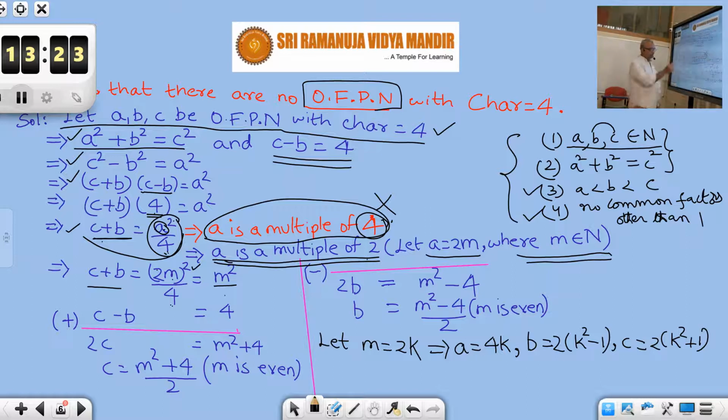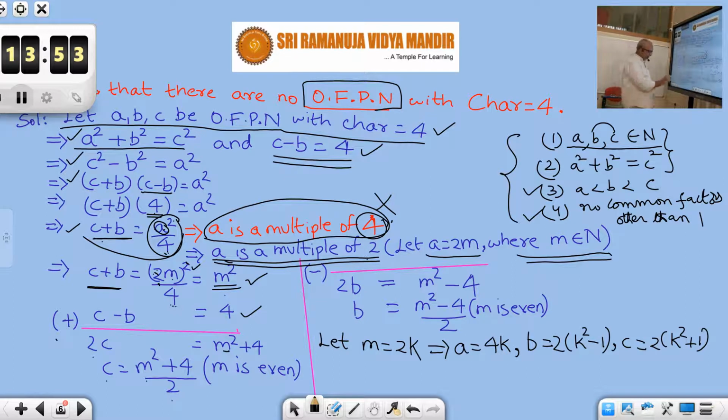Is it not? If A contains 1, 2, that is enough. In A square, 4 will be there and that 4 can cancel out the denominator. So, C plus B is equal to m square. And again I am taking C minus B is equal to 4 here. These two equations, C plus B is equal to m square and C minus B is equal to 4, I am adding them. So, 2C is equal to m square plus 4, C is equal to (m square plus 4) by 2.